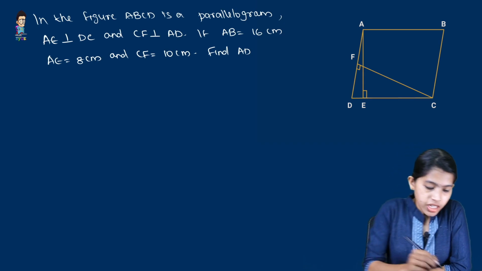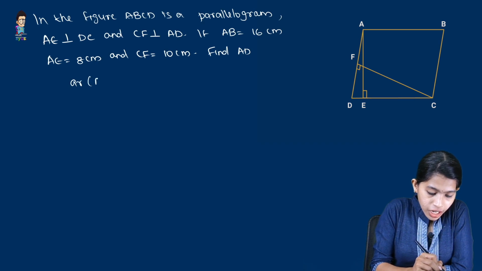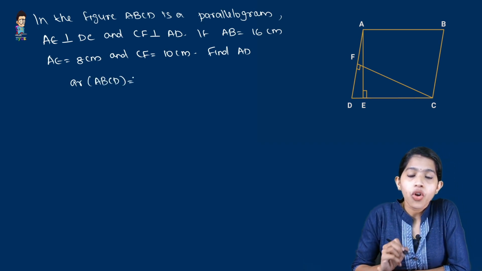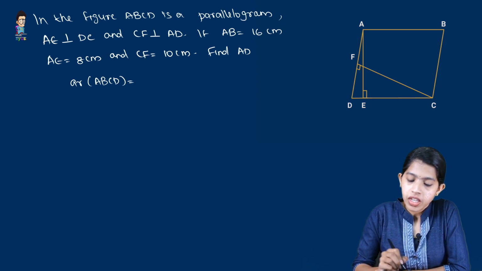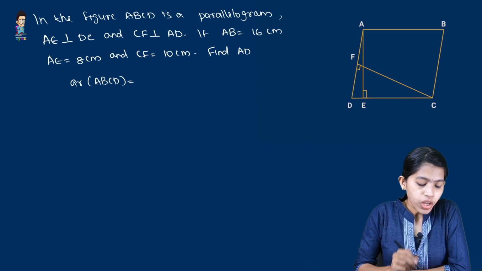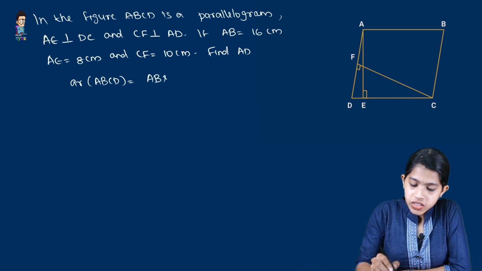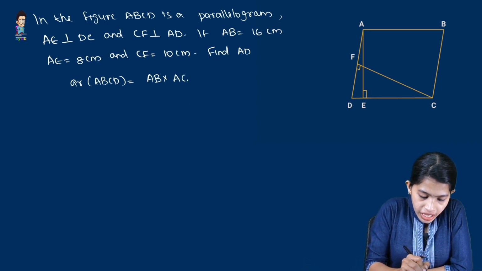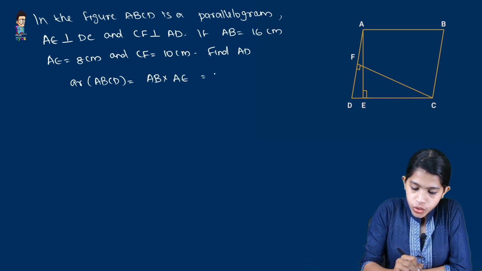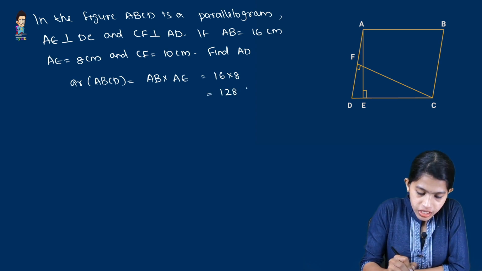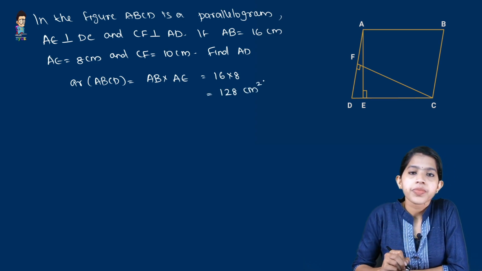And we know that area of the parallelogram ABCD is equal to the length of any of its sides multiplied by the altitude. So here AB is given, so area of ABCD is equal to AB into its altitude, which is AE, which is equal to 16 into 8, which is equal to 128 centimeter square. Here we need to find out AD.